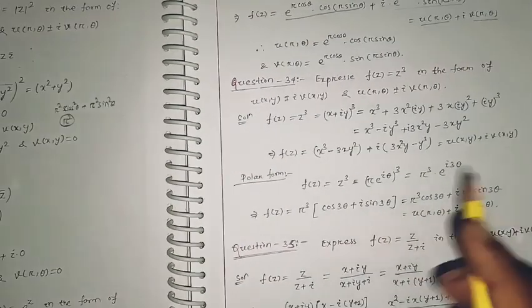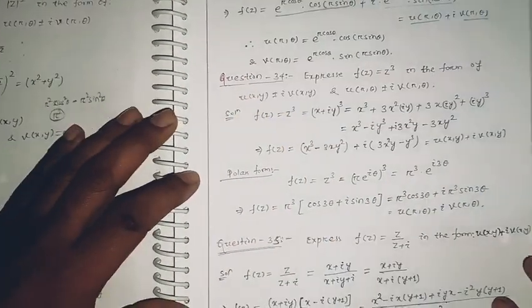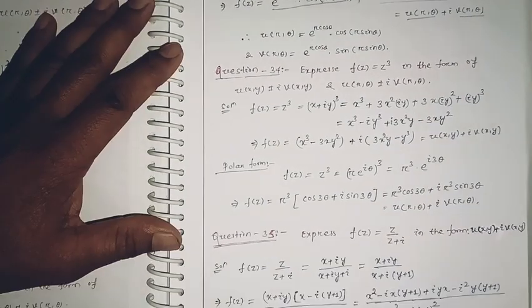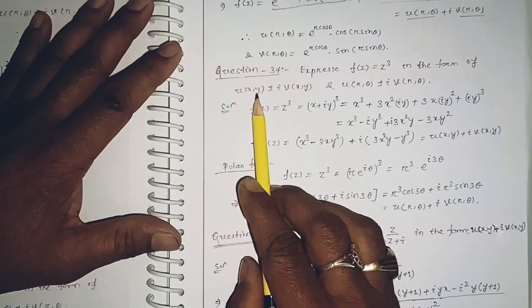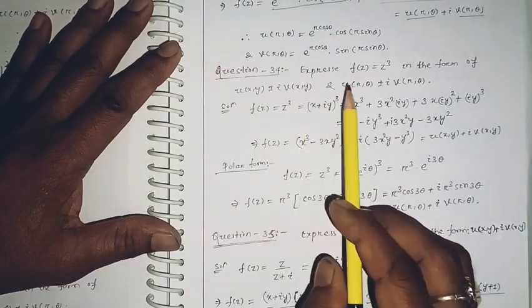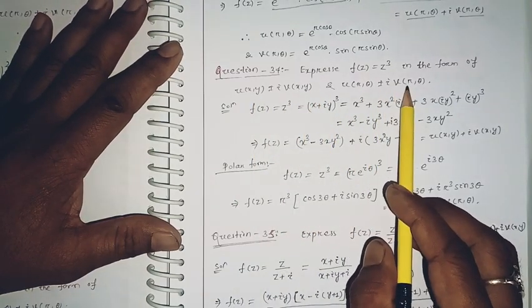Right, now we are going to go for the next question, that is question number 34. Express f(z) equal to z cube in the form of u(x,y) plus or minus i v(x,y) and u(r,theta) plus or minus i v(r,theta).